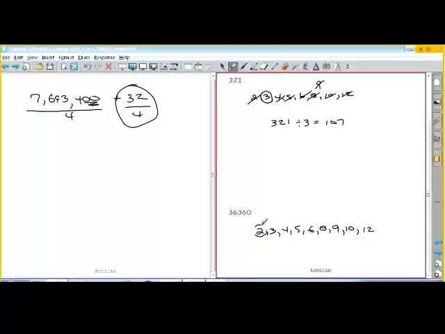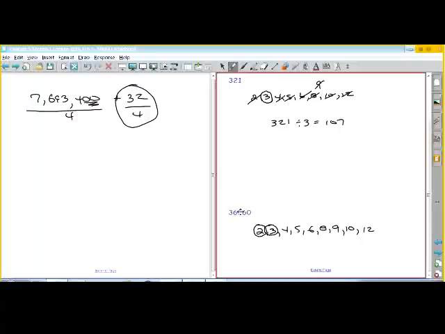Okay, so let's look at this one. Is it divisible by 2? Yes, because it's even. Is it divisible by 3? Well, 3 plus 6 plus 3 plus 6 is 18. 18 is divisible by 3, so that's good too.